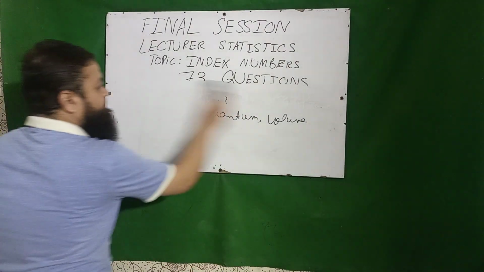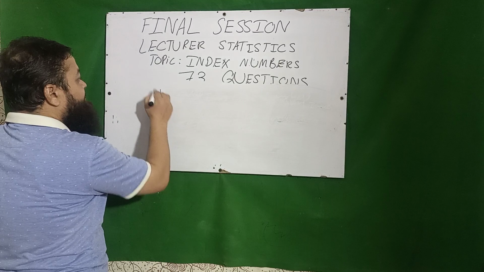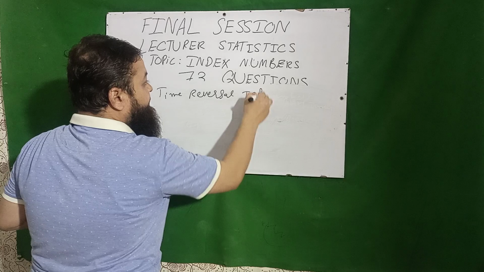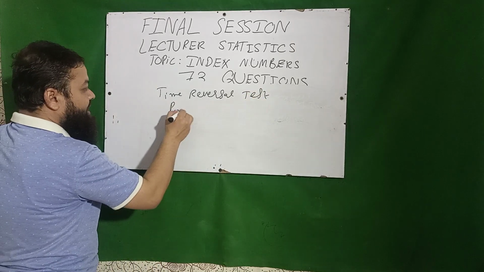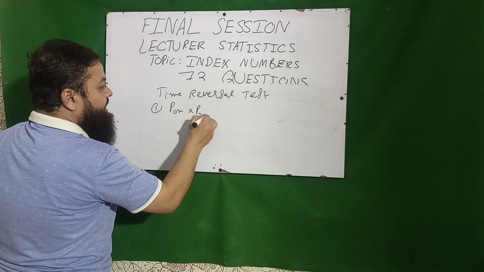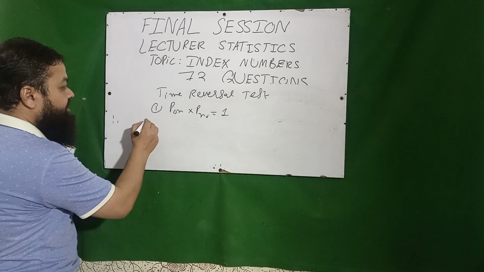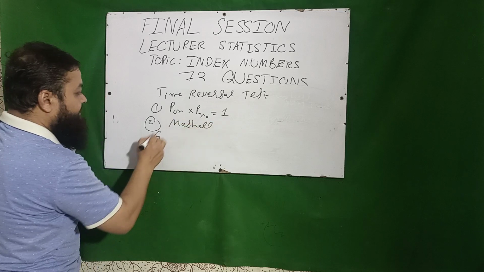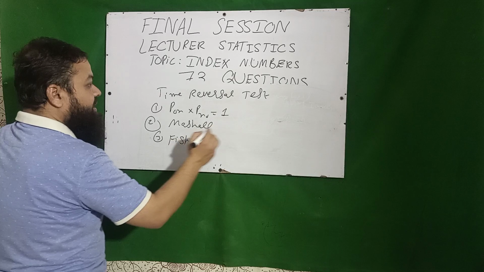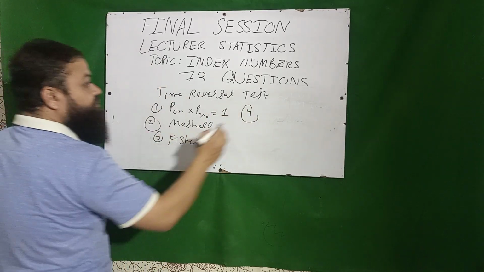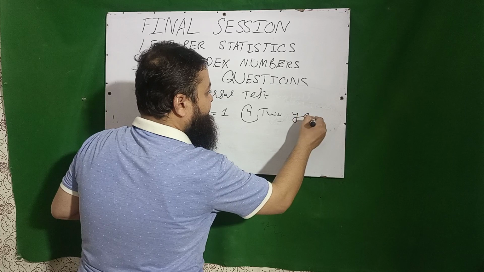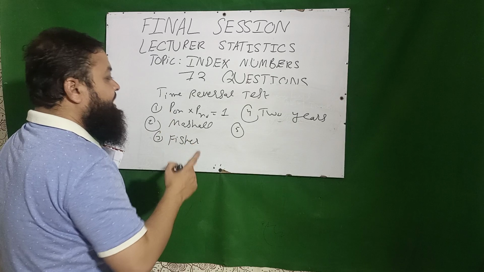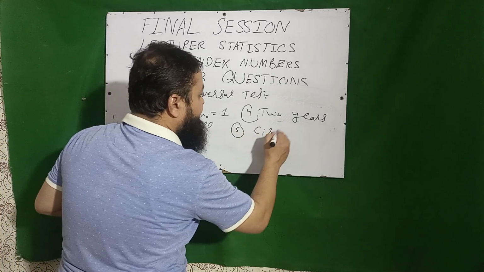Next question is time reversal test. Many questions can be asked from this one. Its equation is P naught n multiplied by P n naught is equal to 1. First question is this much. It is satisfied by Marshall. It is satisfied by Fisher. And number 4 question is, it is used for only 2 years. And next question is, it is used for 2 years and its extension is circular test.